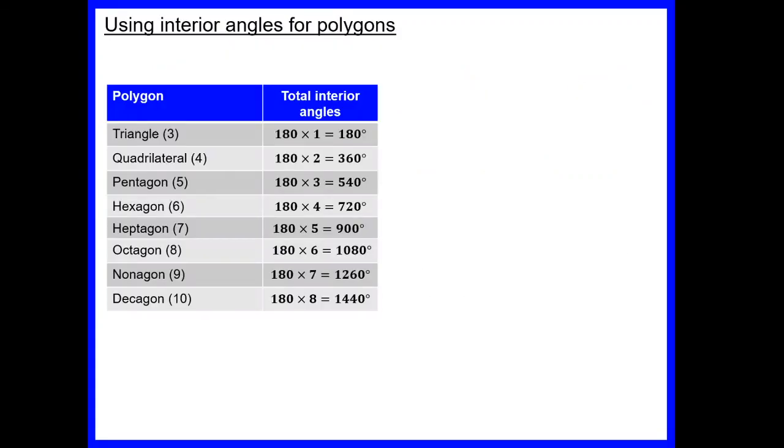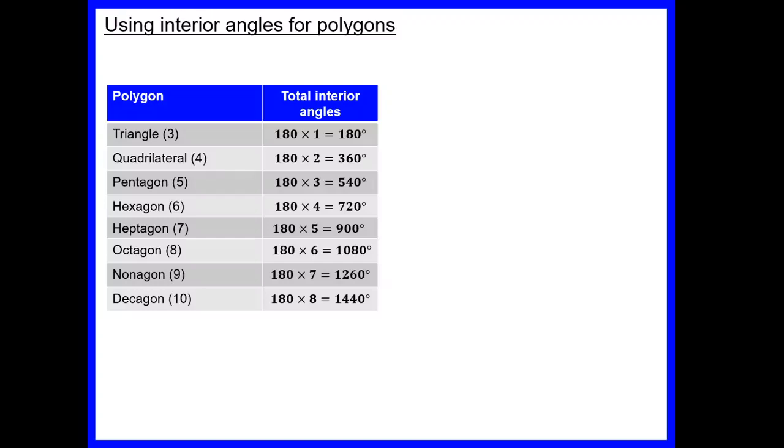Okay, so I put my results into a table just to make it a bit easier. You might want to pause the video and copy yours into a table if that helps you. So for our first one, we had our triangle. 3 minus 2 means we can make 1 triangle, so 180. Our quadrilateral has 4 sides, 4 minus 2 means we can make 2 triangles, 360. Pentagon 5, 5 minus 2 means we can make 3 triangles, so 3 lots of 180, 540, and so on. So you can check your answers down there.